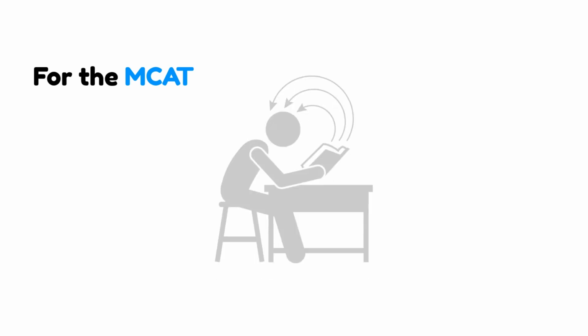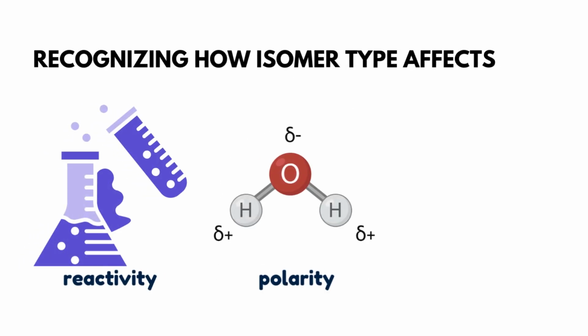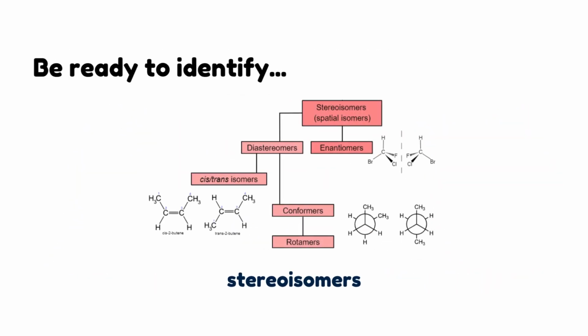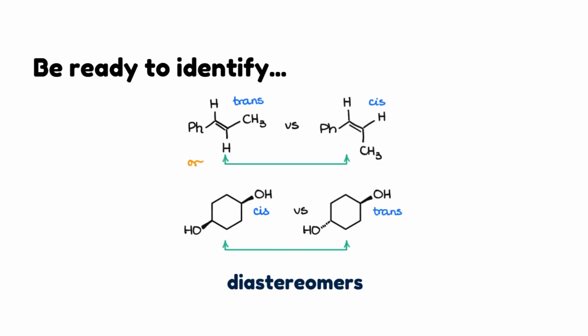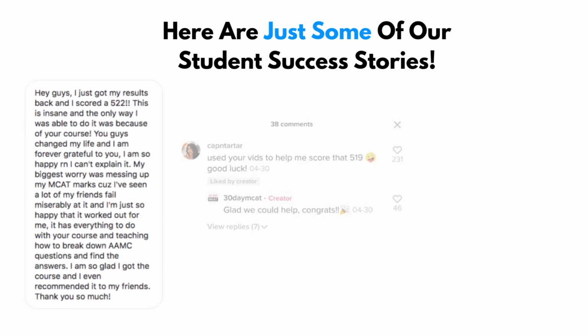For the MCAT, the key isn't just memorizing definitions, it's recognizing how isomer type affects reactivity, polarity, or biological function. Be ready to identify whether 2 molecules are structural isomers, stereoisomers, enantiomers, or diastereomers, and know what that means for their properties.